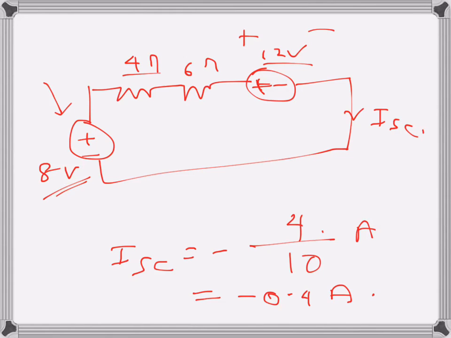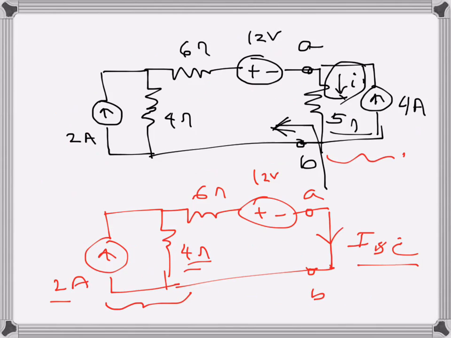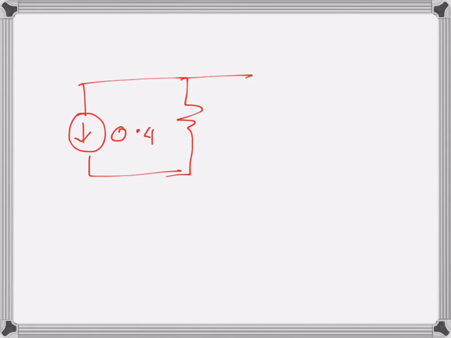Now I need to find the Norton's resistance. Since the current is actually going in this direction, in the Norton circuit the direction of the current source will be like that. Then I need to find Norton's resistance, which can be found by just making the sources inactive. So if I go back to this circuit and make the sources inactive, that is the current source open and the voltage source short circuited, that will leave me with something like this.